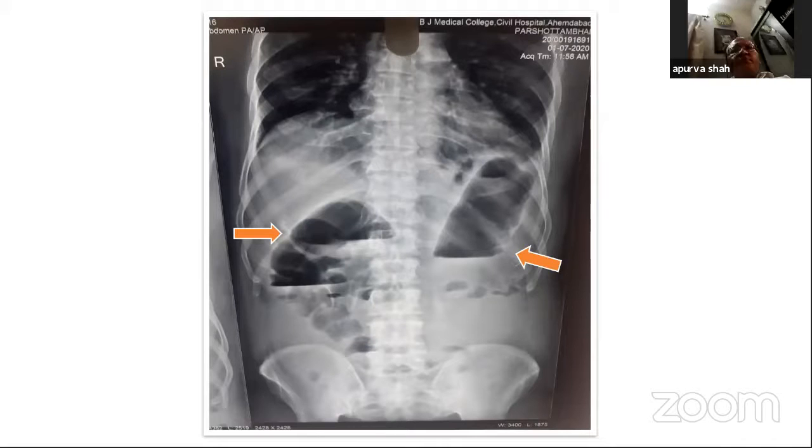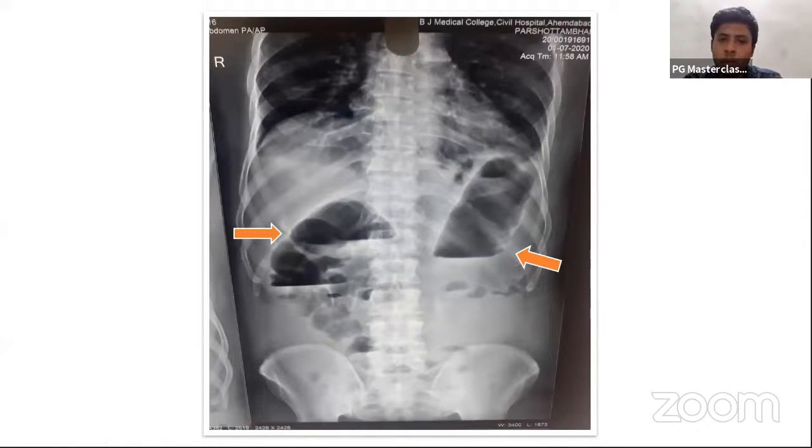Where are the air fluid levels? You are showing it, but in which part of the bowel is it? Which bowel? Small bowel or large bowel? Jejunum? Ileum? It's a large bowel. Small bowel loops are not visible here.